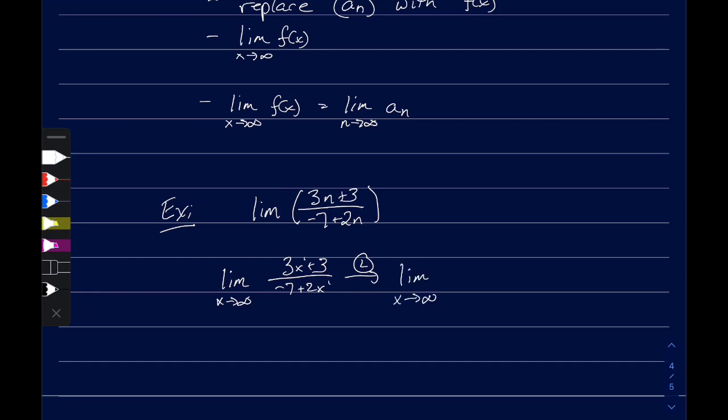Remember, this is the same as the limit as x goes to infinity of the derivative of the top over the derivative of the bottom. And so the limit is 3 halves. And this tells us that the limit of our sequence a_n is equal to 3 halves.